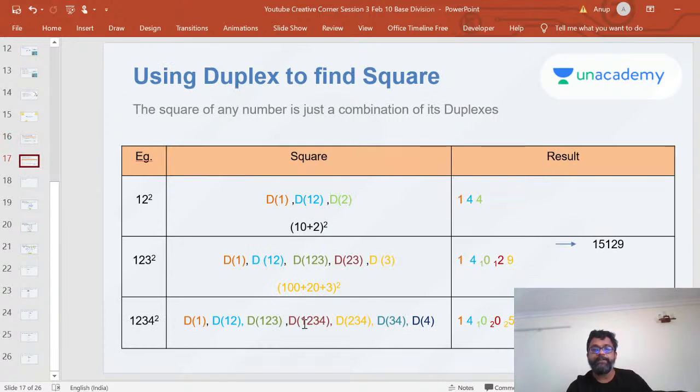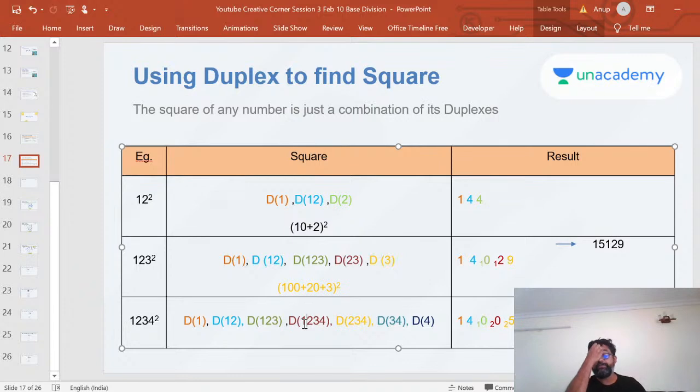So twice the outer pair is what? 2 into 1 into 4. Quickly calculate in your mind. Twice the outer pair is effectively 8. And what's the inner pair? Twice the inner pair is 2 into 3 is 6, double of 6 is 12. So 12 plus 8 is 20, right? Now you find out the duplex of 2 3 4.